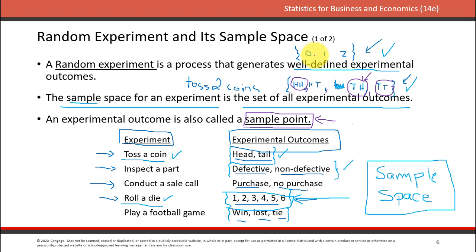Here, we would put the comma here and here. So the sample point would be 0. Another sample point would be 1. Another sample point would be 2. And here, a sample point would be win. A sample point would be lost. And a sample point would be tie. So each element that is separated by a comma in the sample space is called a sample point. Okay?